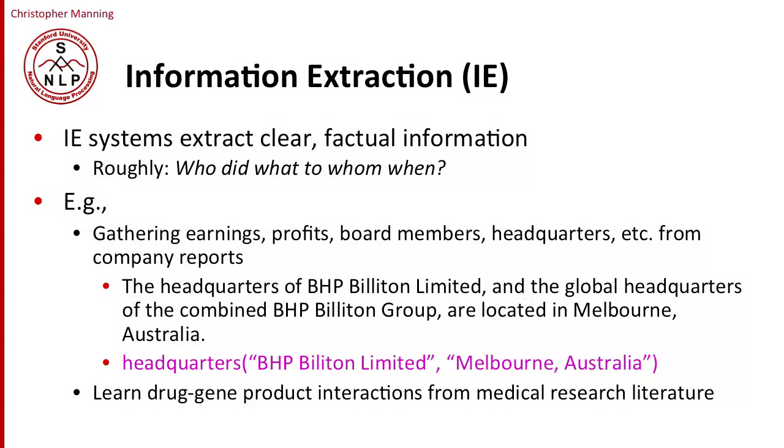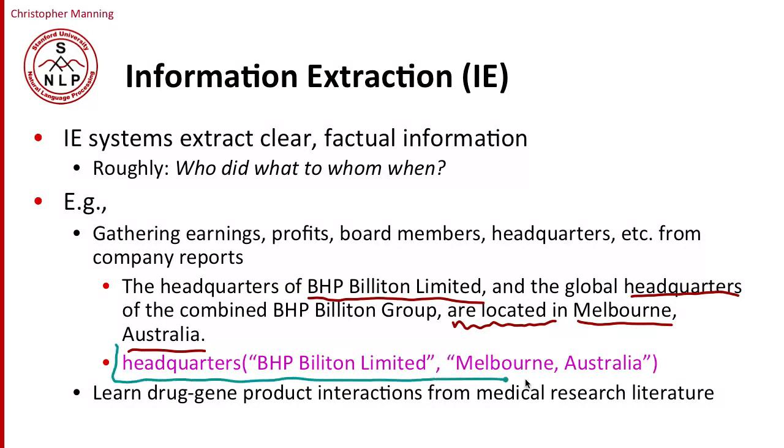So the idea is that the system can look through the text and then it sees, okay, here's the name of a company, and then it's talking about its headquarters, and it says that the headquarters are located in, so that's kind of an indicator of a headquarters location, Melbourne, Australia. And what we're going to get out of that then is this relation, which you can think of as an instance of a database table. That's only one example. There are lots of other examples.